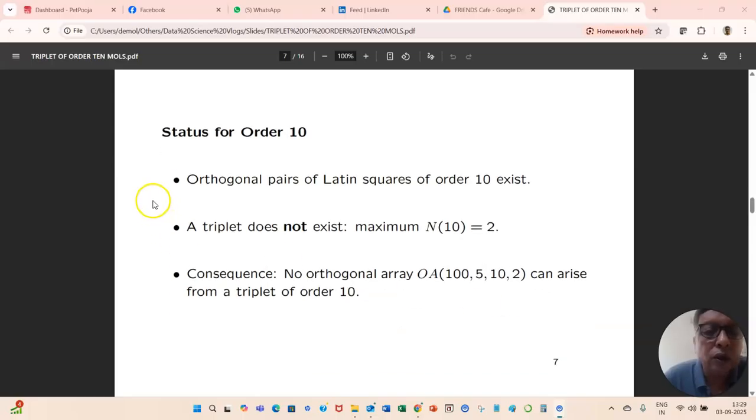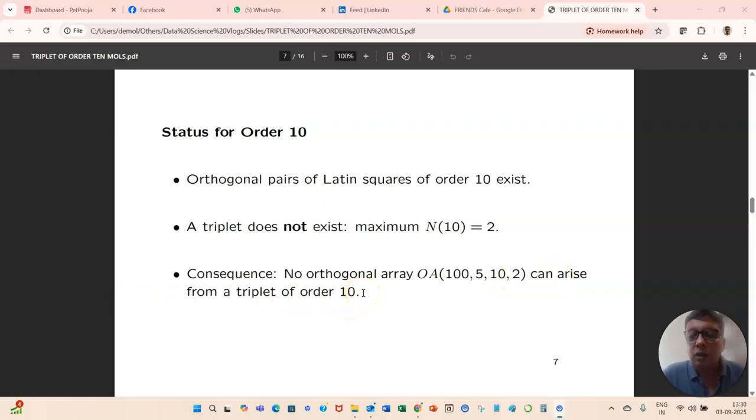Status of order 10: orthogonal pairs of Latin squares of order 10 exist. Then I gave the instruction to ChatGPT to create these slides for me, and it created, and ChatGPT came up with a statement: a triplet does not exist. Maximum of N(10) equal to 2. N(10) is the number of mutually orthogonal Latin squares of order 10. That is number 2. Consequence: no orthogonal array OA(100, 5, 10, 2) can arise from a triplet of order 10.